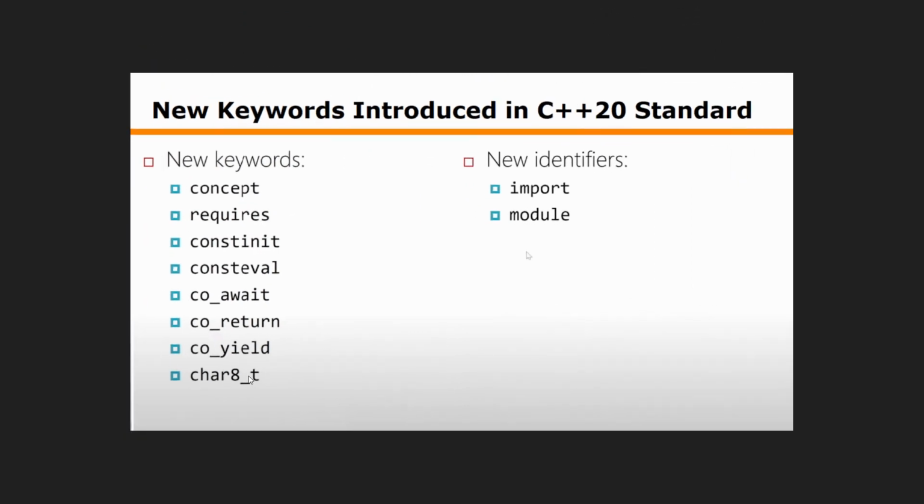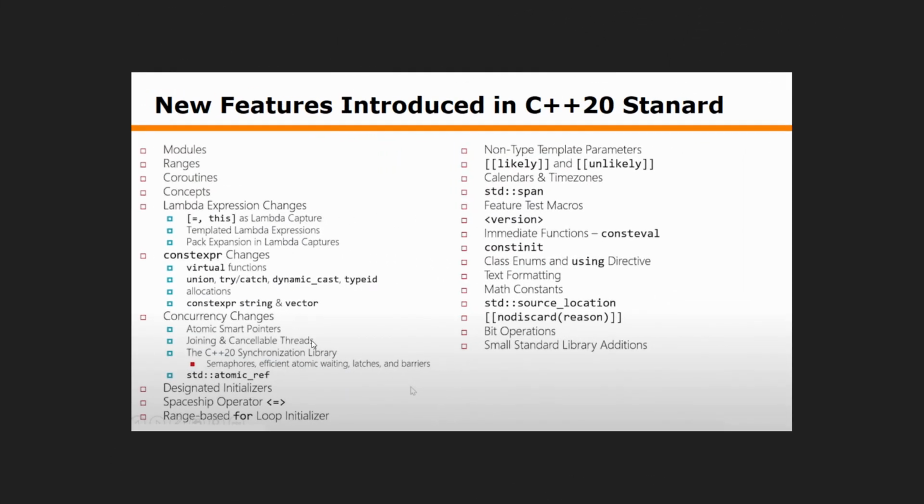These are new keywords introduced in C++20 standard. Up to this point, we covered the keyword concept and the keyword requires. In near future, I will also cover constinit and consteval, co_await, co_return, co_yield, these are for coroutines, and import and module, these are for modules. From concept to consteval, these are for compile time constructs. These are lists for new features introduced in C++20 standard.